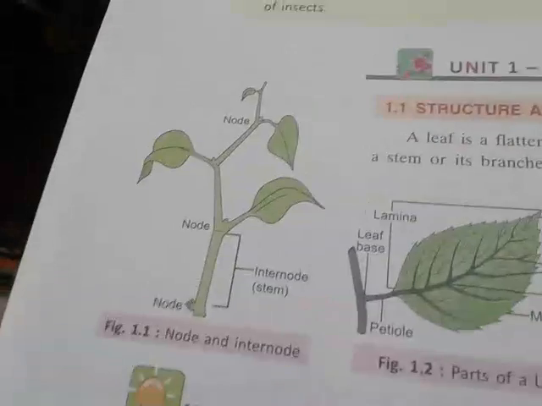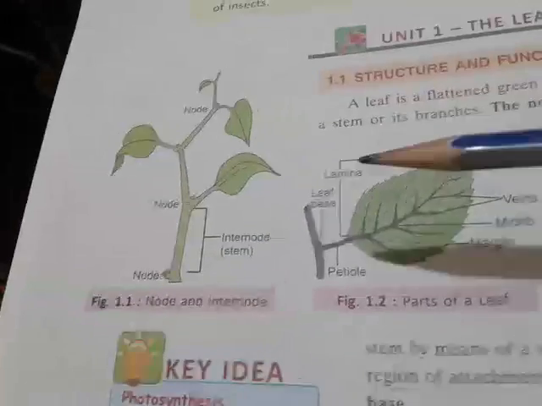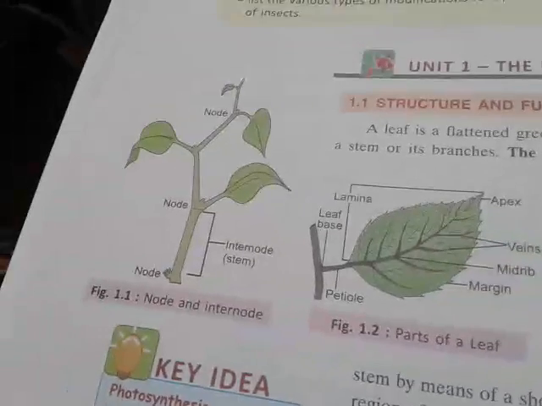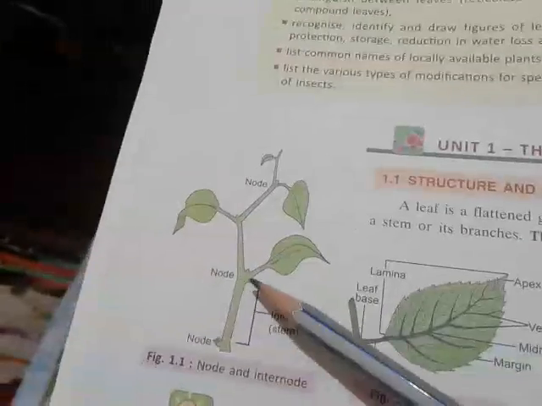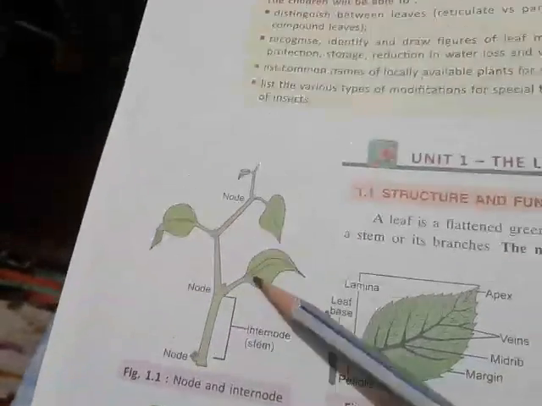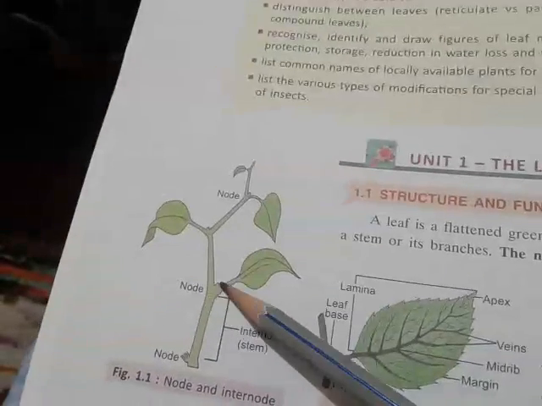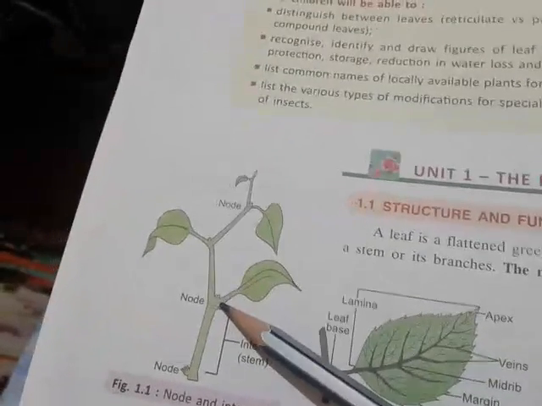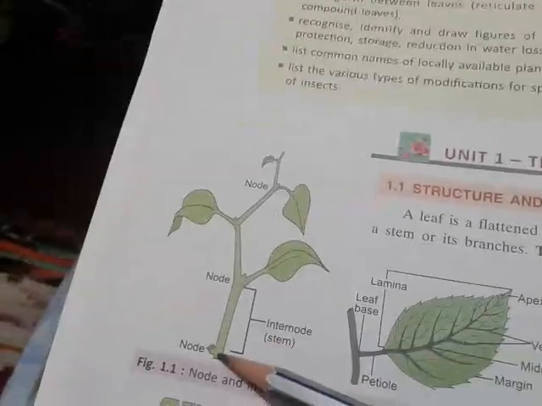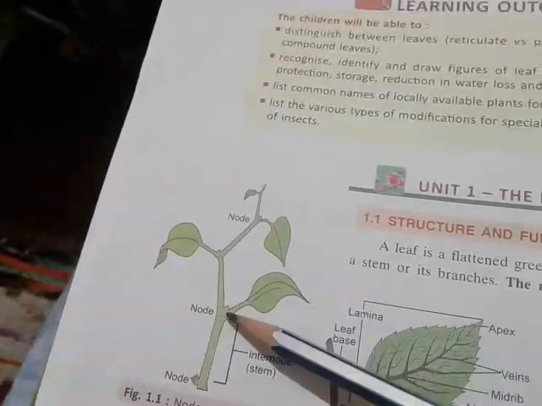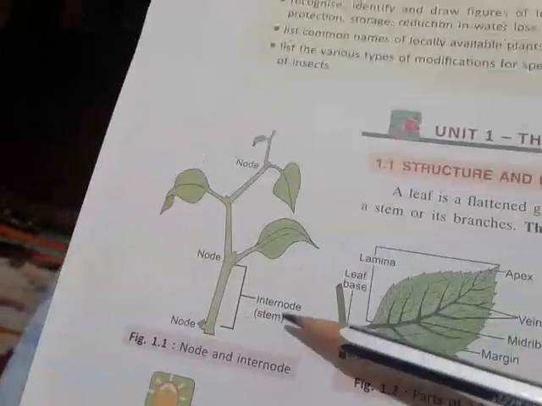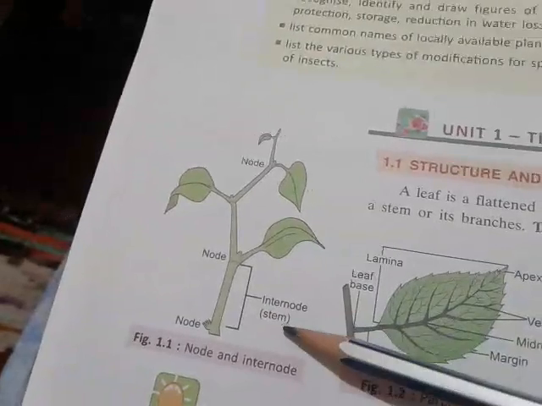Everybody see this picture. This diagram has written nodes and internodes. First of all, we have to learn what is node and what is internode. See, these are the portions from where the leaves arise. So this portion is the node. This is one node, and this is another node. When two nodes are there, in between them this portion is the internode, or you can say the stem.